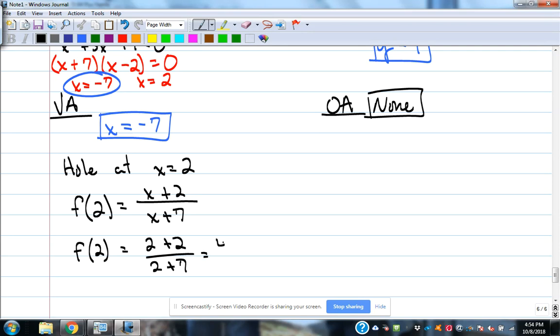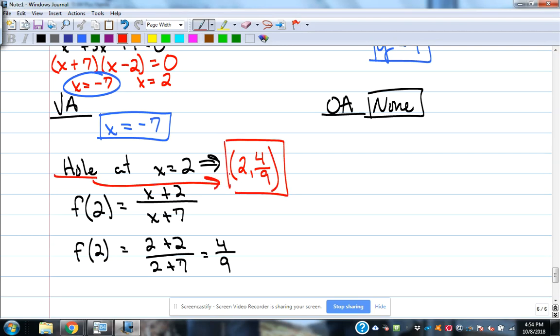So 2 plus 2 is 4. 2 plus 7 is 9. So a hole at x equals 2 creates an empty circle at the ordered pair (2, 4/9). We know that's where we have a hole in our graph, at (2, 4/9). The y value is 4 over 9. You find that by plugging that x value into your simplified version to get that ordered pair for the hole. Okay.